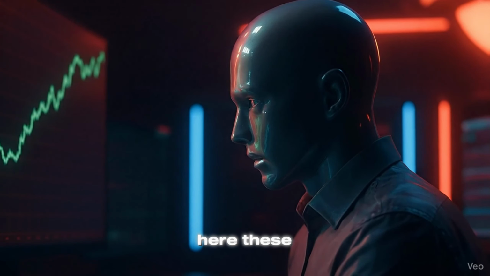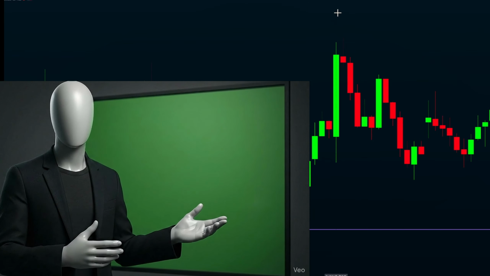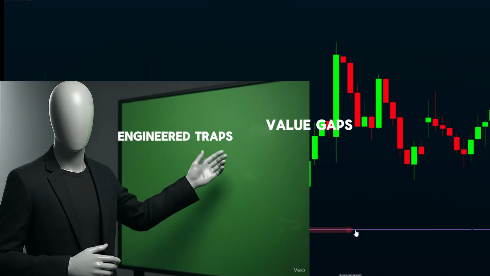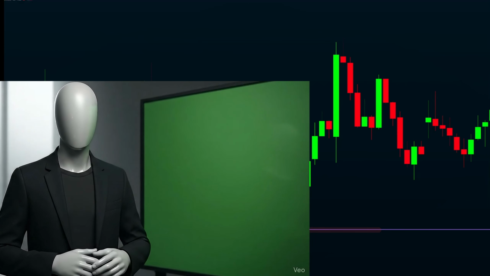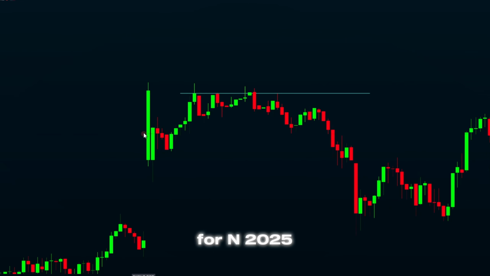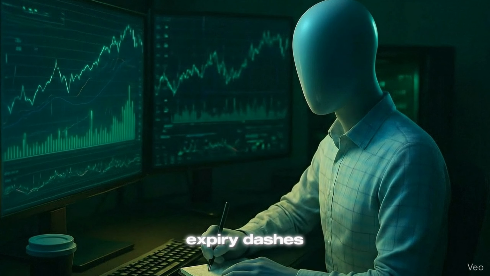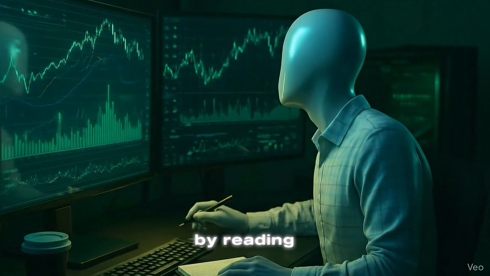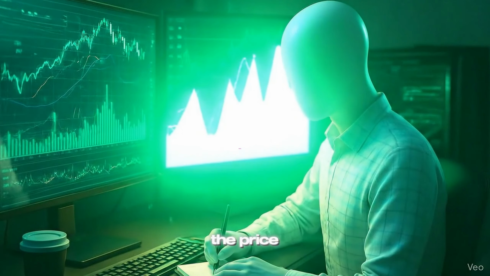No basics here. These target the market's hidden order flow, like engineered traps and value gaps that lead to 250 to 450 point runners. For end 2025 trading with FII positioning ahead of budget season and those 400-point expiry dashes, these setups put you ahead of the herd by reading the market's why behind the price.